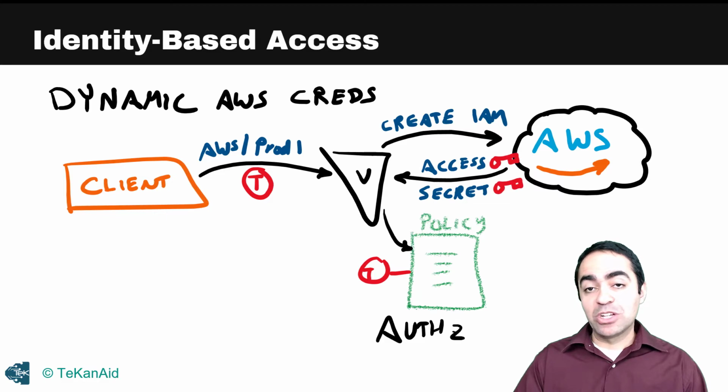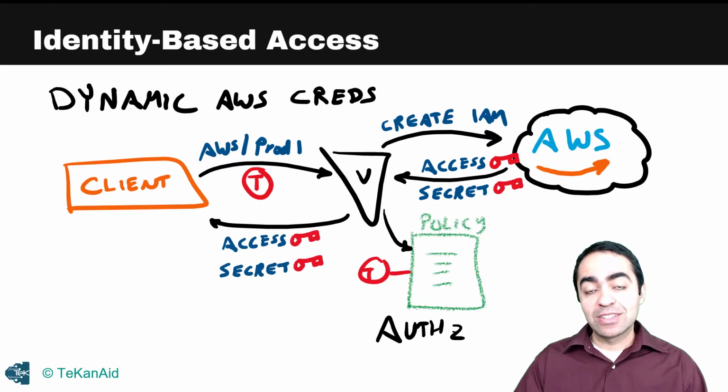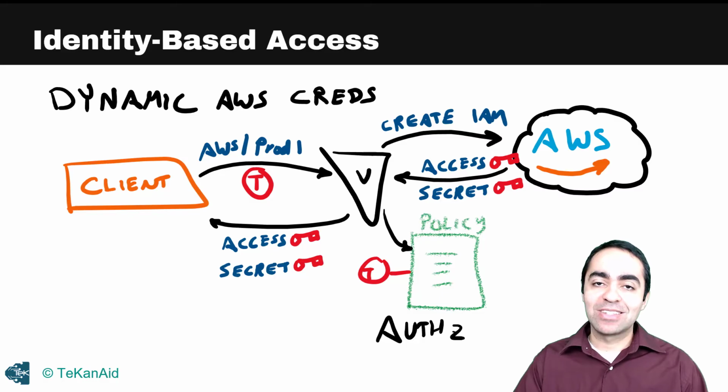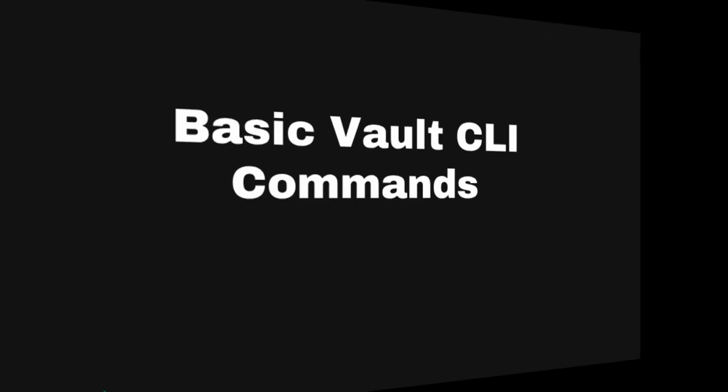And basically AWS will come back, give it the access and secret keys, which Vault will pass back to the client. And at this point, the client has access into AWS. Once again, whether this client is a human or a machine or application, it doesn't really matter. This client will now have access to AWS. So basically, Vault is brokering the access into AWS.